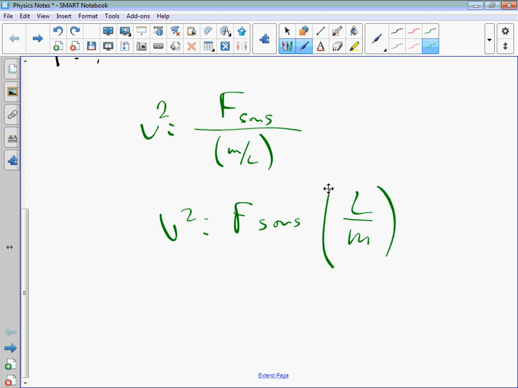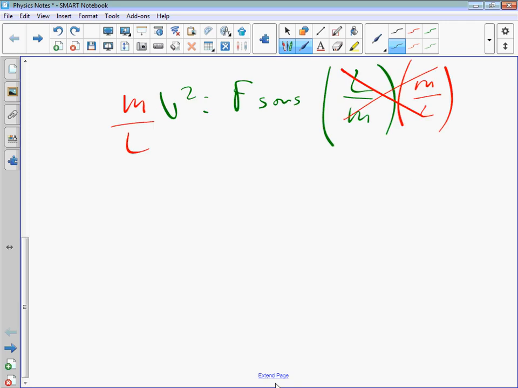But of course, we're trying to find force, so we want to get force by itself. We're going to have to multiply each side by the reciprocal. That would cancel these. We'd be left with force alone. So mass times velocity squared over the length is going to tell us the force that we're going to need to apply on the string to get it to vibrate with a speed of, I think it was 128 meters per second.